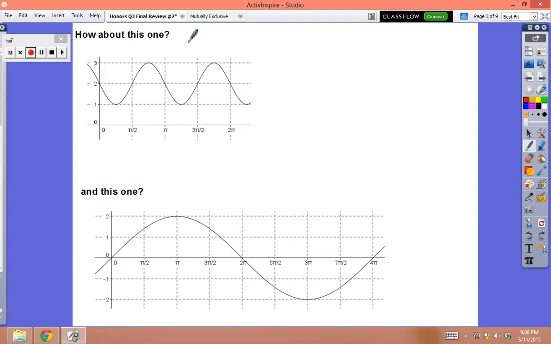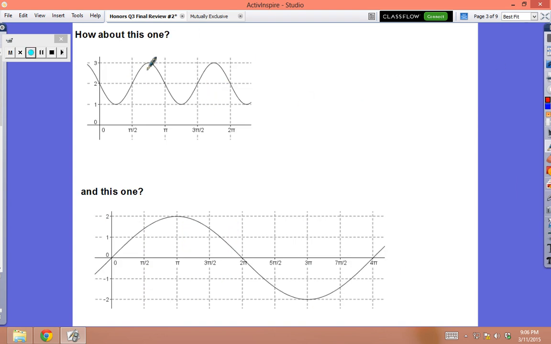Number 2, how about this one right here? Okay, the max is up at 3 and the minimum is down at 1. So I'm going to find my amplitude. My amplitude is halfway between, just going 1 unit above and 1 unit below. So my amplitude is 1. They did not change it.